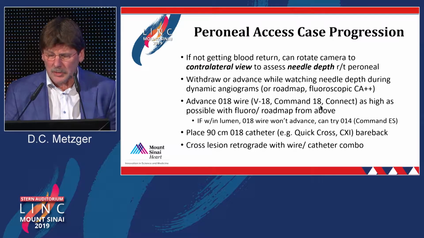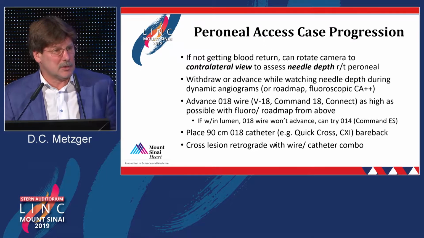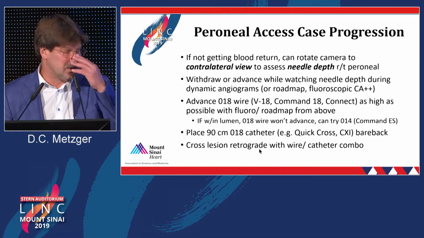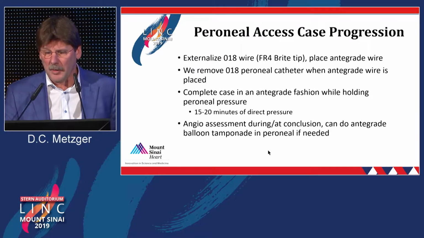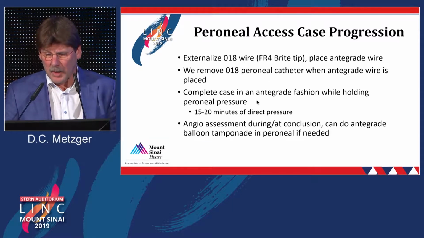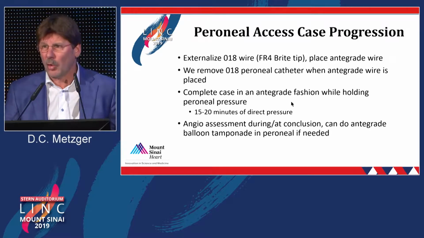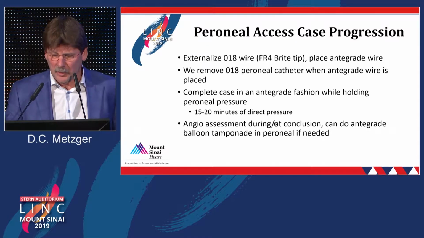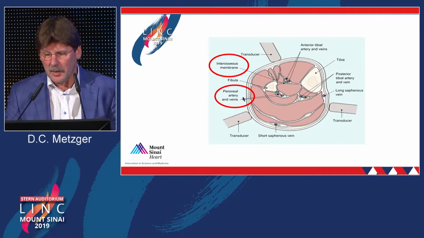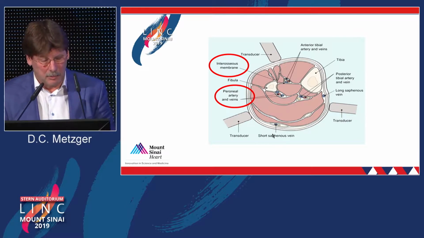We like 018 wires usually, or sometimes 014 if you need to get it up. And then we go with 90 centimeter 018 catheters, cross the lesion retrograde, and then finish from above. Again, we externalize, as you've seen Andre teach us with the 4 French bright tip, place an antegrade wire, and then I usually have the tech hold pressure while we keep working. And if you need to, at the end, you add a balloon tamponade from above. We don't really need that very often. Here's just a picture of that, the vein surrounding it and the interosseous membrane.